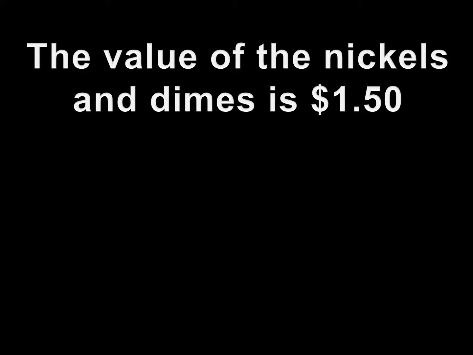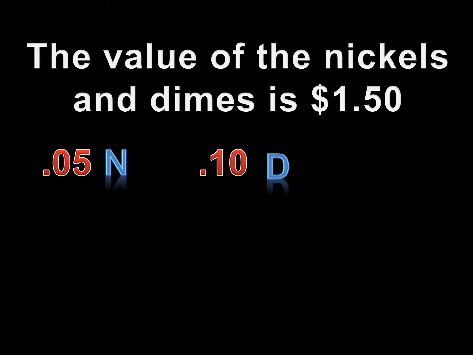Here is the first example of a problem that we're going to convert into an equation. The value of nickels and dimes is $1.50. Here we are adding nickels and dimes. To find the value of the nickels, say 5 hundredths times N. The value of the dimes is 10 cents times the dimes. Added together, they equal $1.50.